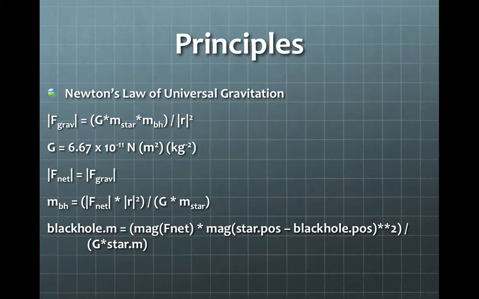Another principle to know is Newton's law of universal gravitation. We know this equation: the magnitude of the gravitational force is equal to the constant G times the mass of the star times the mass of the black hole divided by the distance squared. We will use this equation right here, for the mass of the black hole, in our code later. This is derived from the gravitational force equation, which we rearranged.